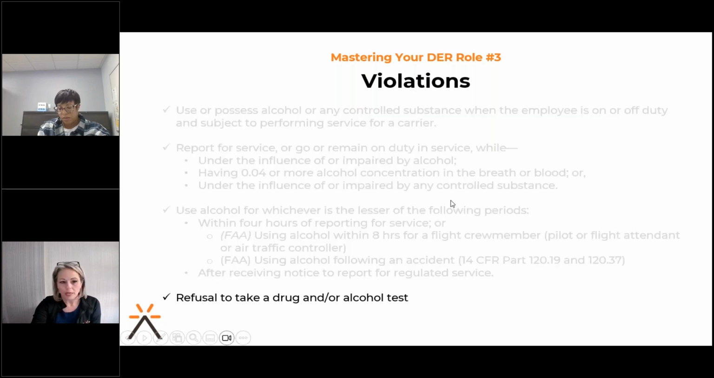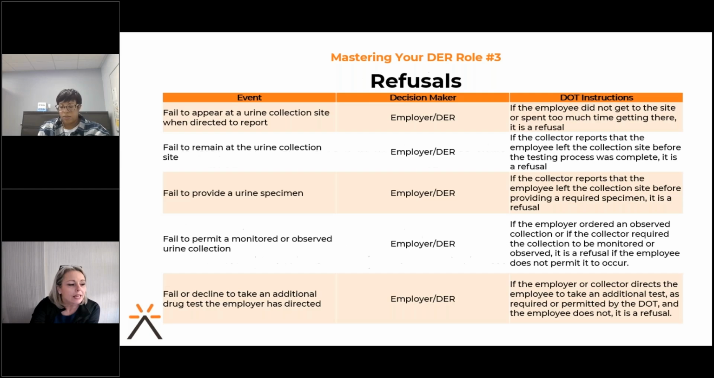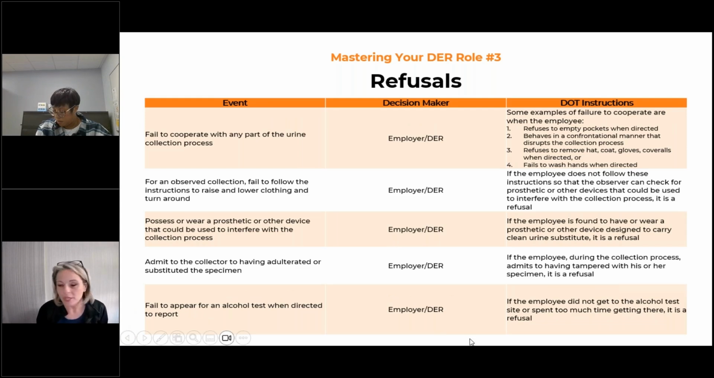But another one that I'd like to talk through is refusals to test. There are lots of different refusals for test. Both Ashley and Heidi have some really great examples of refusals, but I wanted everybody to take a look at why we have refusals and really want to make sure that we understand who the decision maker is and why it's super important. If someone fails to appear for a urine collection, if they fail to remain on site, if they don't provide urine, if they are failing to permit an observed or monitored collection, if the employer says, hey, you need to take another, that could be a refusal to test. If they refuse to cooperate with the testing process, maybe they don't empty their pockets or wash their hands, or they're disruptive. Those type of things can be refusals.